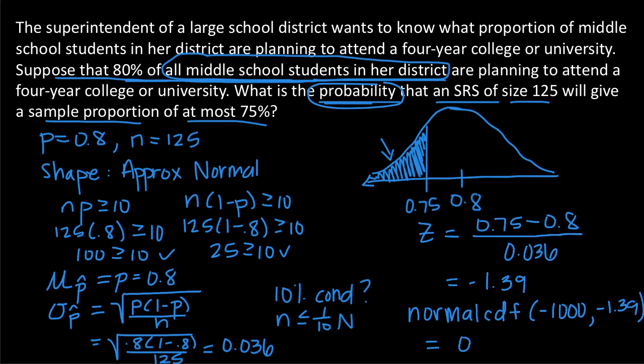And we get about 0.082. So there's about an 8.2% chance that we get a sample proportion of at most 75%. All right, we're going to try one more example.